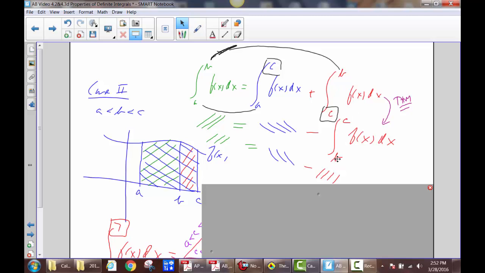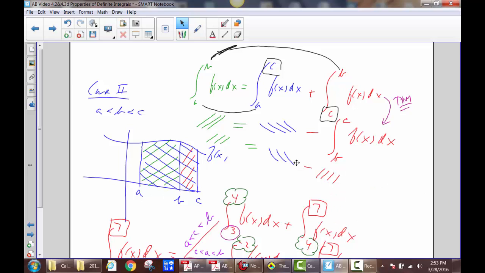I'm going to switch that from b to c, meaning I have to change that to a negative. Remember that property? If you switch the order of the limits of integration, you have to change that to a negative. And now visually, if you look at it, isn't the green equal to the blue minus the red? If I took the blue region and cut out the red region, I'd be left with the green region. So it actually still works.